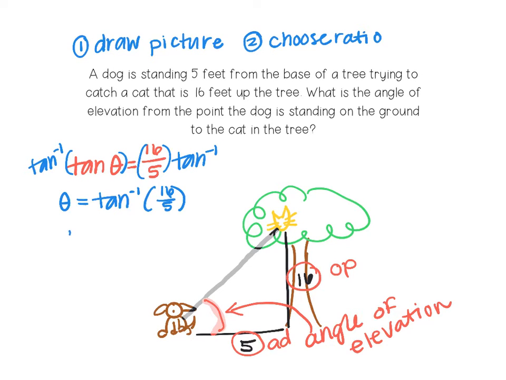So the inverse tangent of 16 over 5 is 72.65, rounded to the nearest hundredth. So that angle of elevation is going to be 72.65.